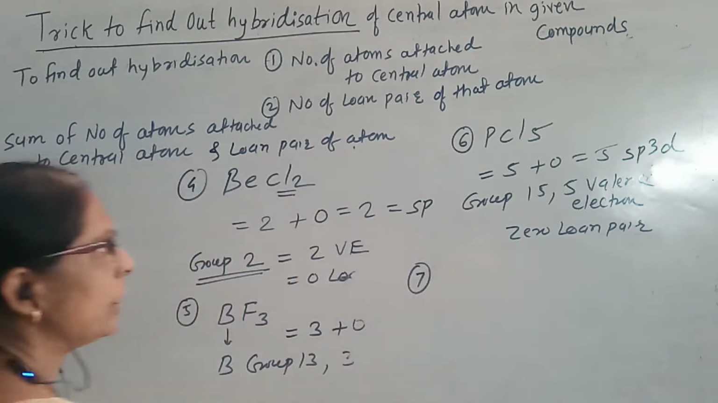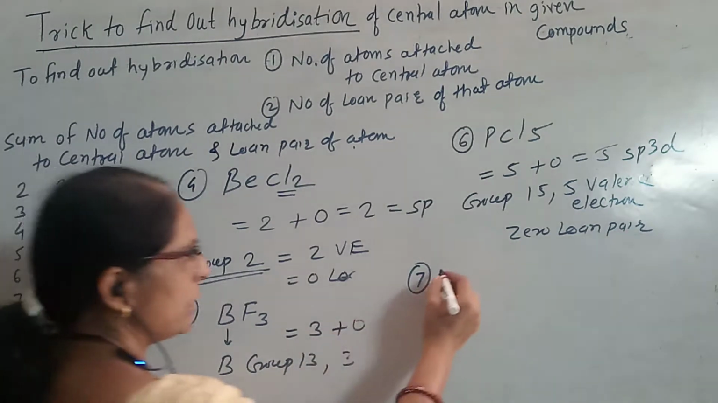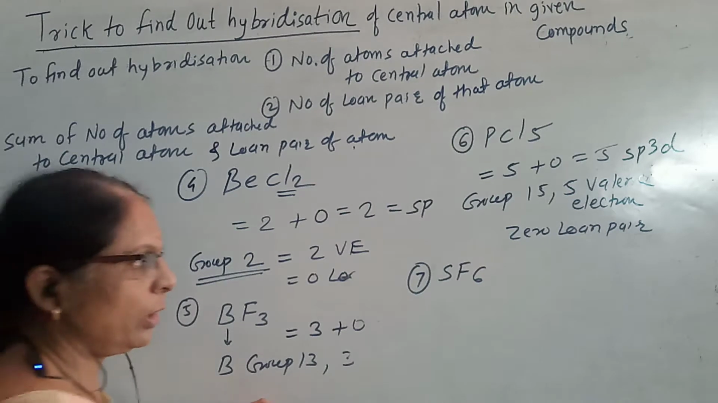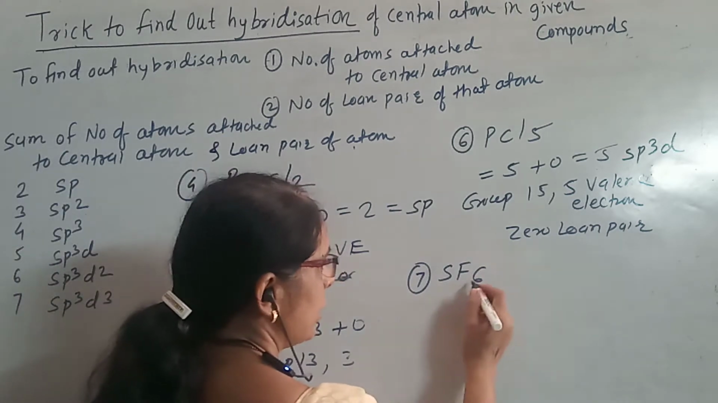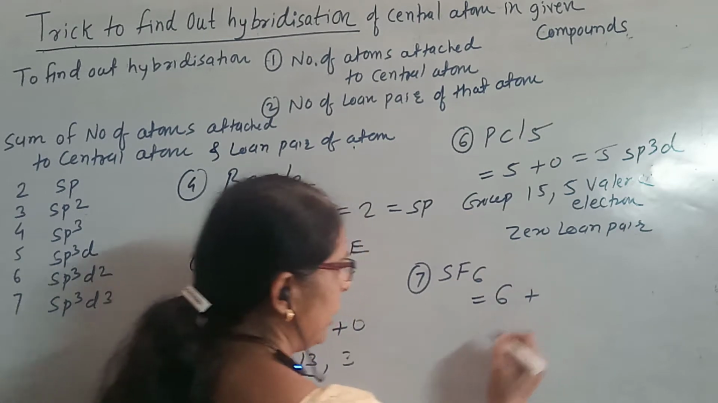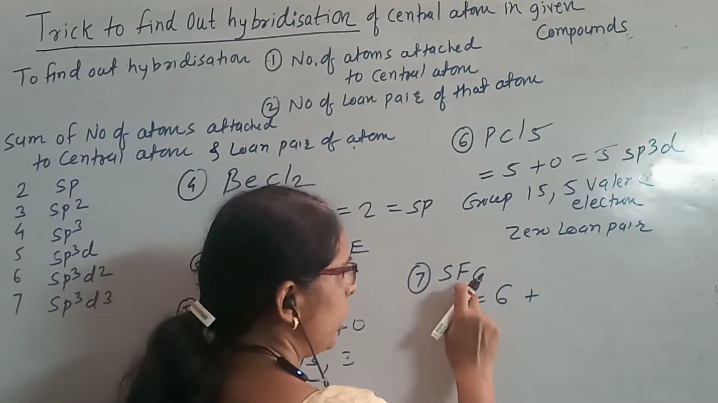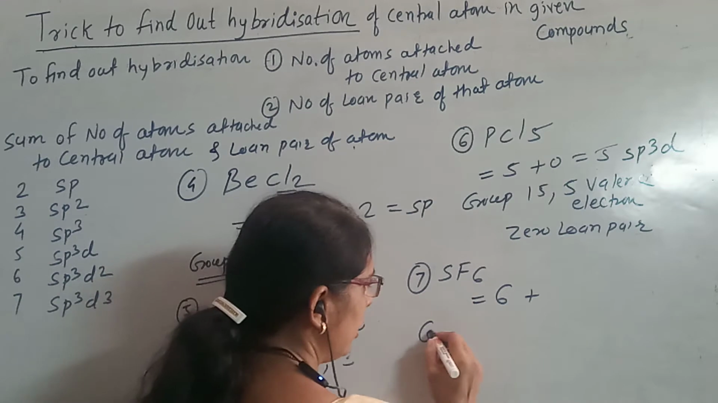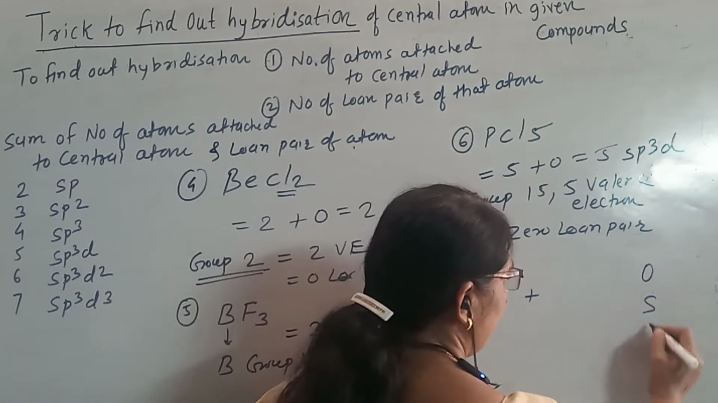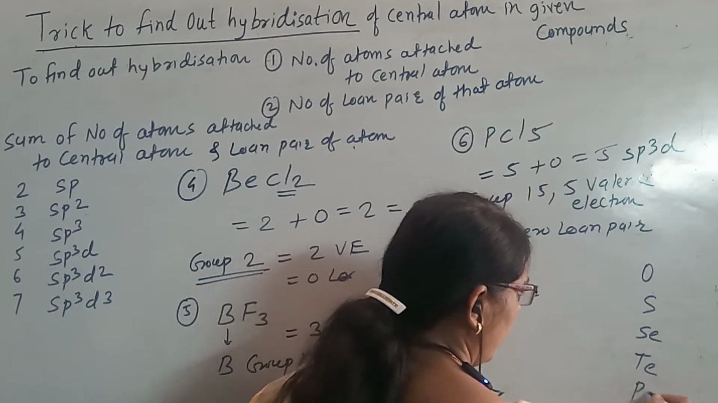Now let us consider example number 7, that is SF6. Okay. Now in SF6, the central atom is sulfur. It has 6 atoms attached. Now we have to find out the lone pair. So in order to find out the lone pair, we have to again check sulfur. Sulfur is a group 16 element: oxygen, sulfur, selenium, tellurium and polonium.